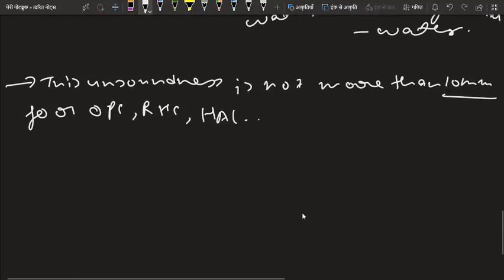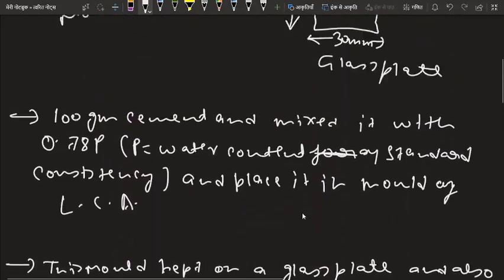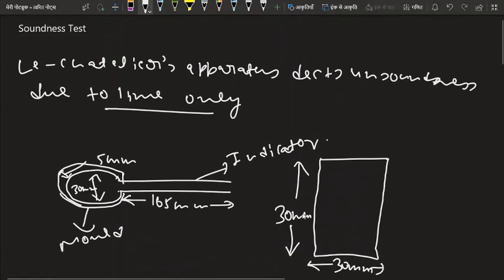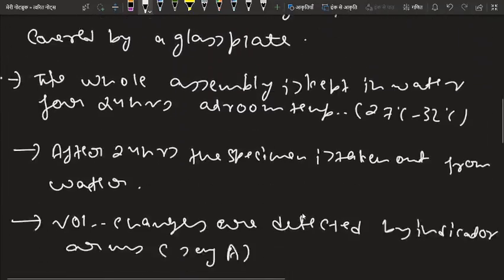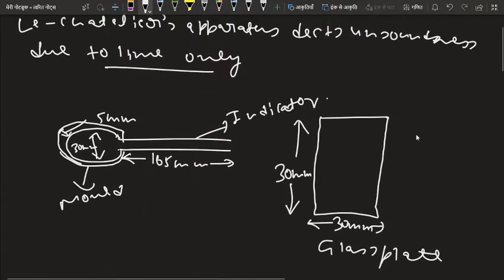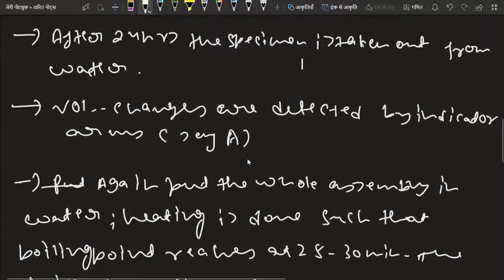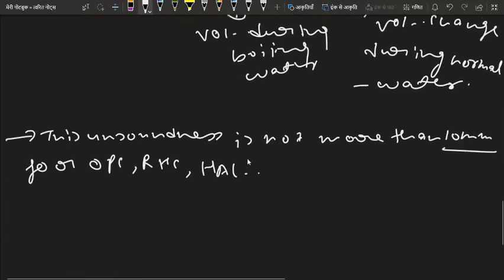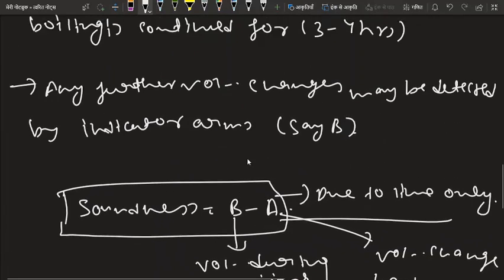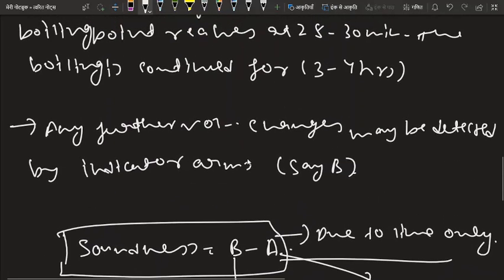Watch this video once again for the soundness test using the Le Chatelier apparatus due to lime only. Go to the internet and watch the whole apparatus clearly, and do this practical after seeing it on YouTube or anywhere. You can easily find the whole practical. By doing that practical, you will know more about the soundness test of cements.